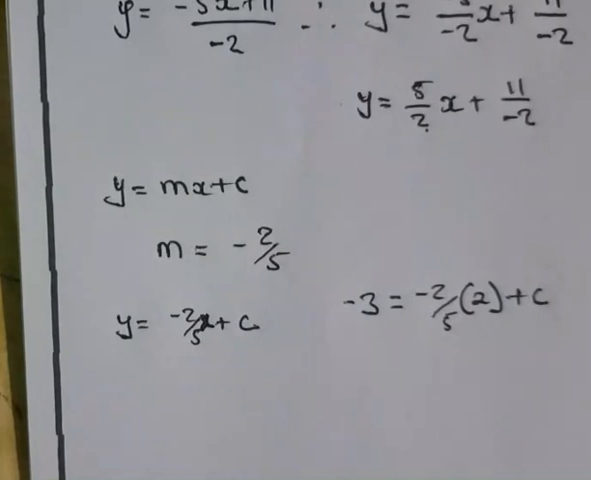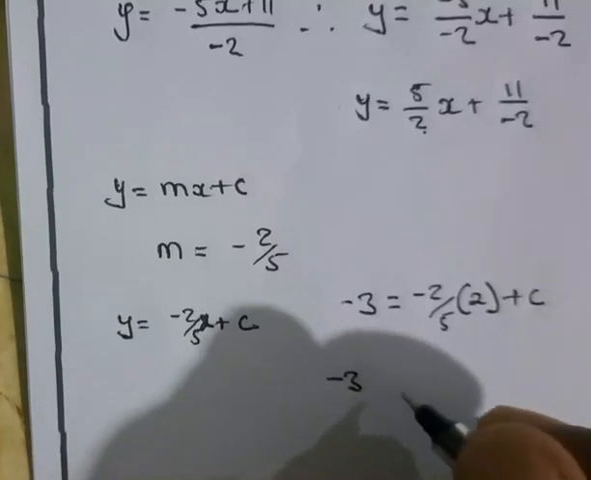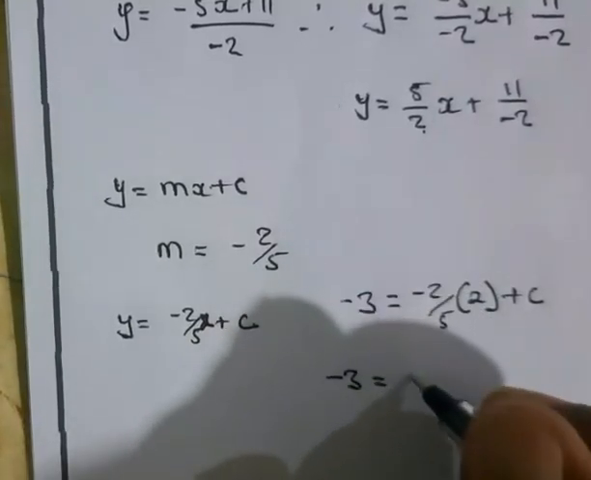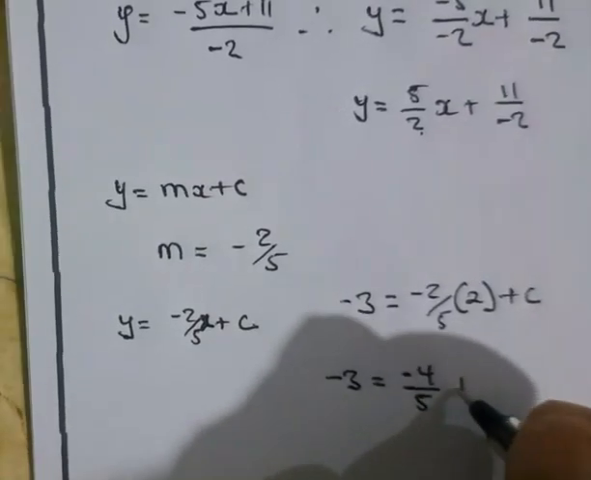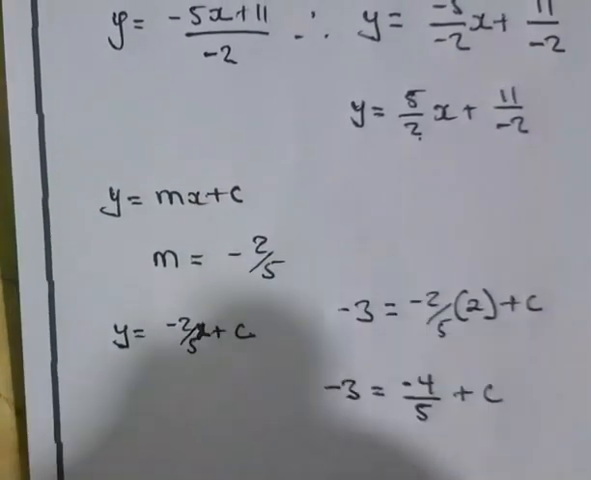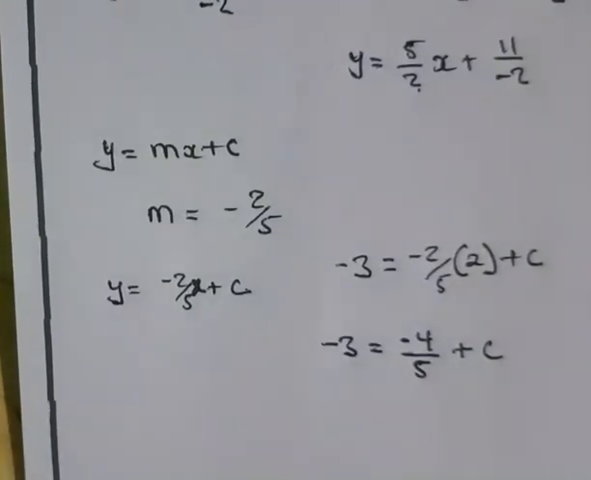So I have negative 3 is equal to, this one will be negative 4, right, over 5 plus c. We're good? If I'm too fast, feel free to pause the video, process the information, and even keep on rewinding, and then you're going to get the sense from this video.